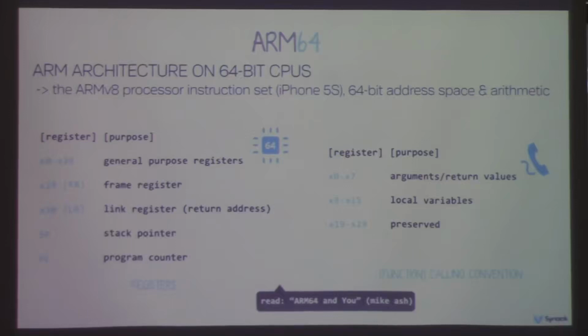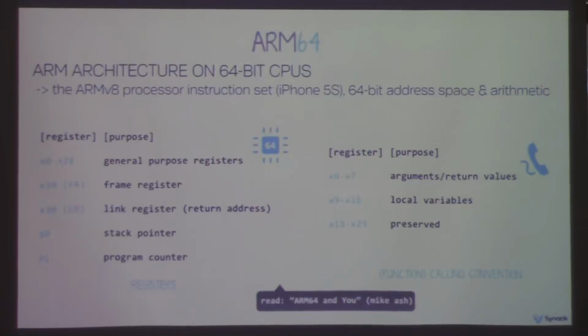ARM64 is Apple's term for the ARM architecture on 64-bit CPUs. So this is from the iPhone 5S and newer. There are some new registers and more of them. We can see X29 is the frame register, X30 is the link register, and then there's actually a dedicated named stack pointer and program counter.